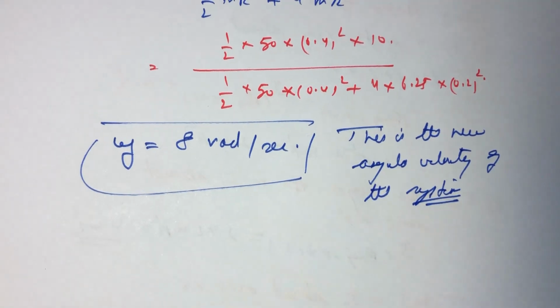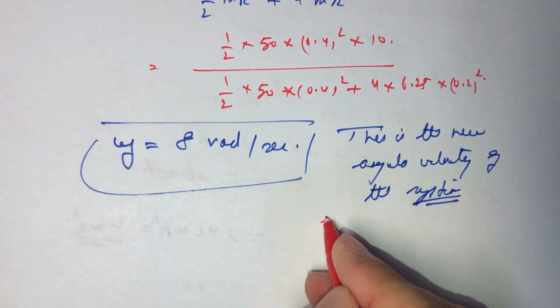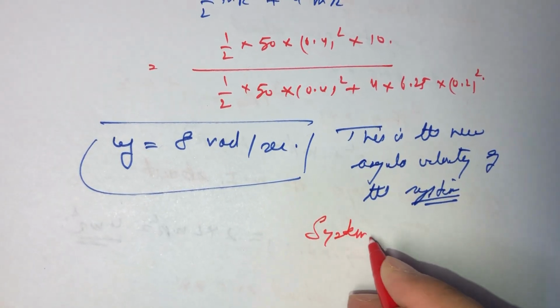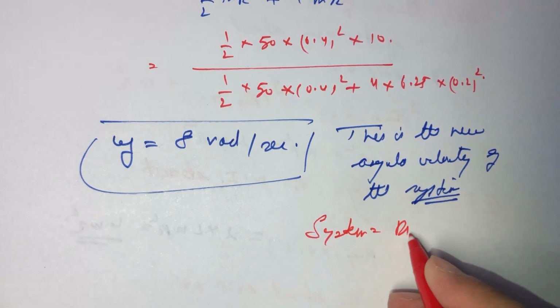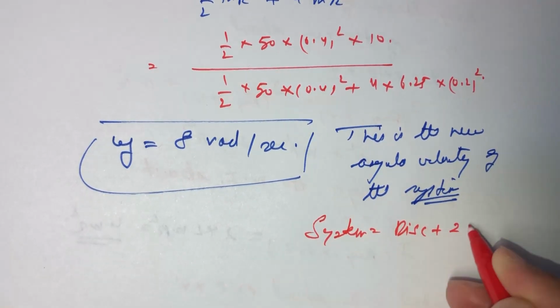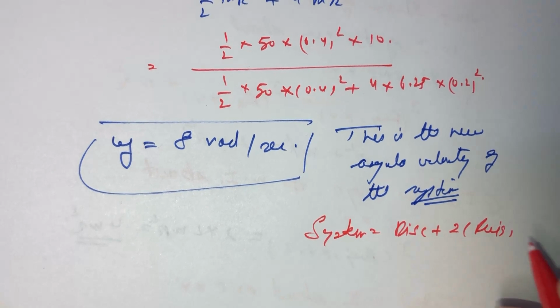A system means system is equal to disk plus 2 rings about axis x prime.